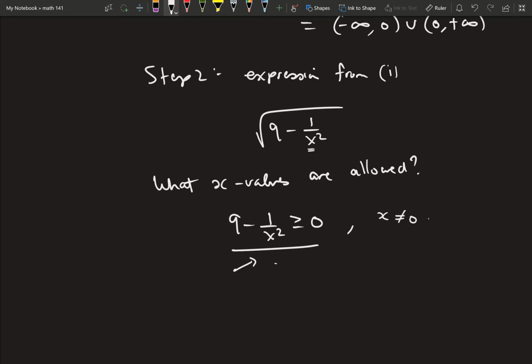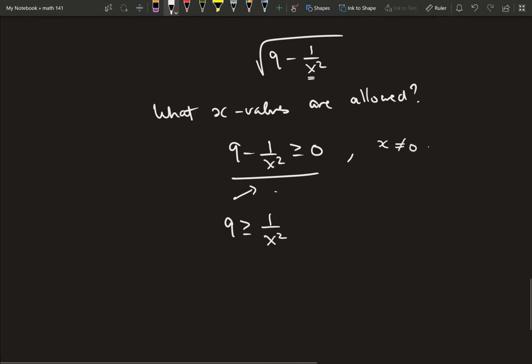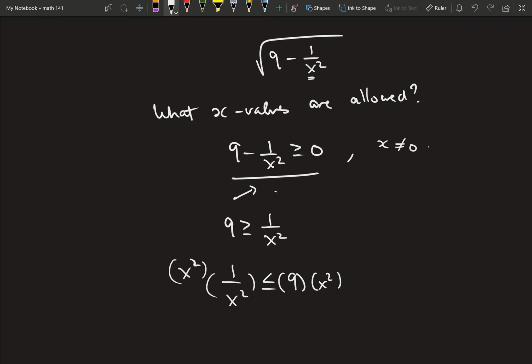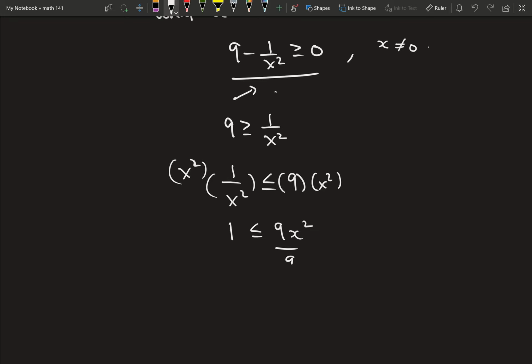But the key new thing is this part. 9 minus 1 over x squared has to be greater than or equal to 0, which means 9 has to be greater than or equal to 1 over x squared, which, just rewriting it in a different order, 1 over x squared has to be less than or equal to 9. Now what do we do? We multiply both sides by x squared, and notice that x squared is always positive, so we can keep the inequality exactly the way it is. So we get 1 greater than or equal to 9x squared. Or, dividing by 9 on both sides, x squared is greater than or equal to 1 over 9.